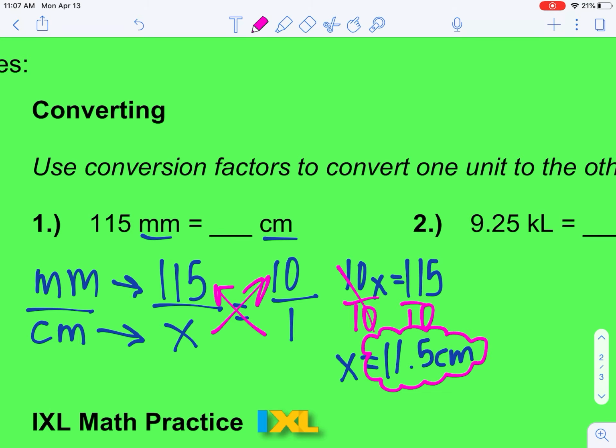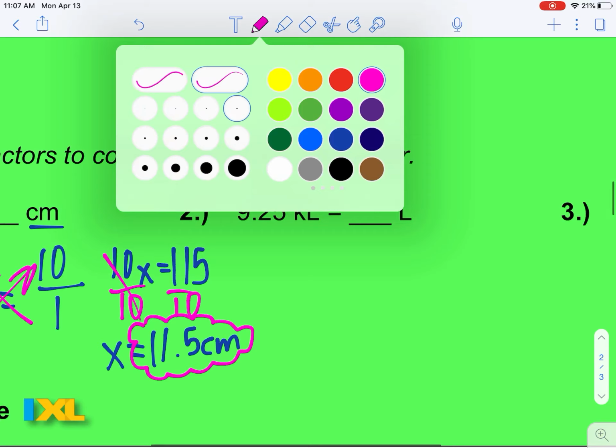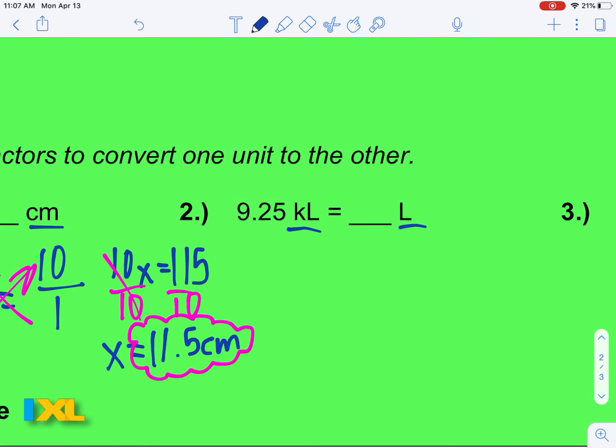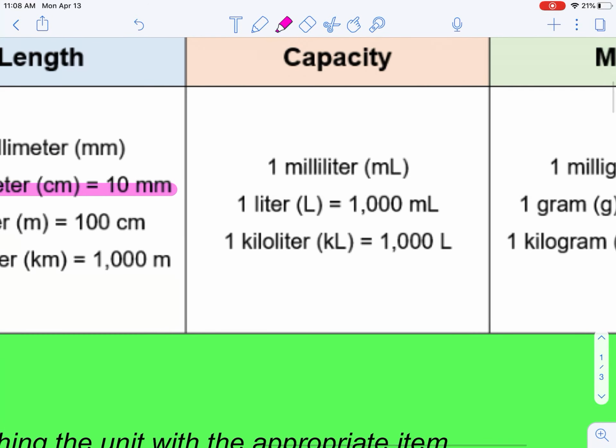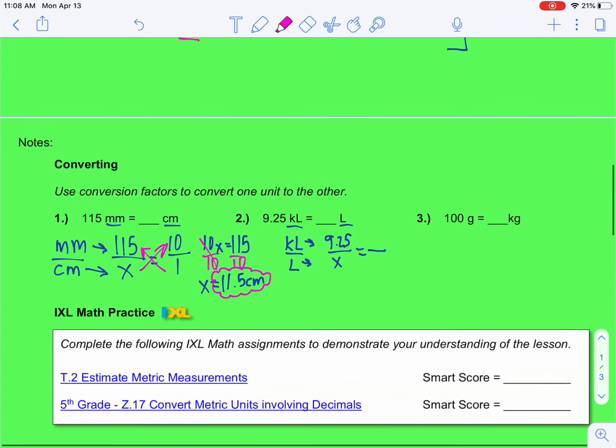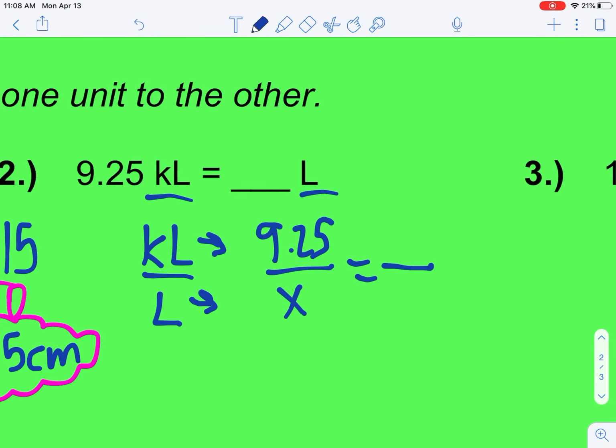All right, moving on to number 2. My two things I'm comparing are kiloliters and liters. I'm starting with 9.25 kiloliters, and I don't know how many liters that is. So I'm going to go up to the top, and I'm going to find a conversion factor for kiloliters and liters. Here it is right here. 1 kiloliter is 1,000 liters. So 1 is on the top and 1,000 is going to be on the bottom.